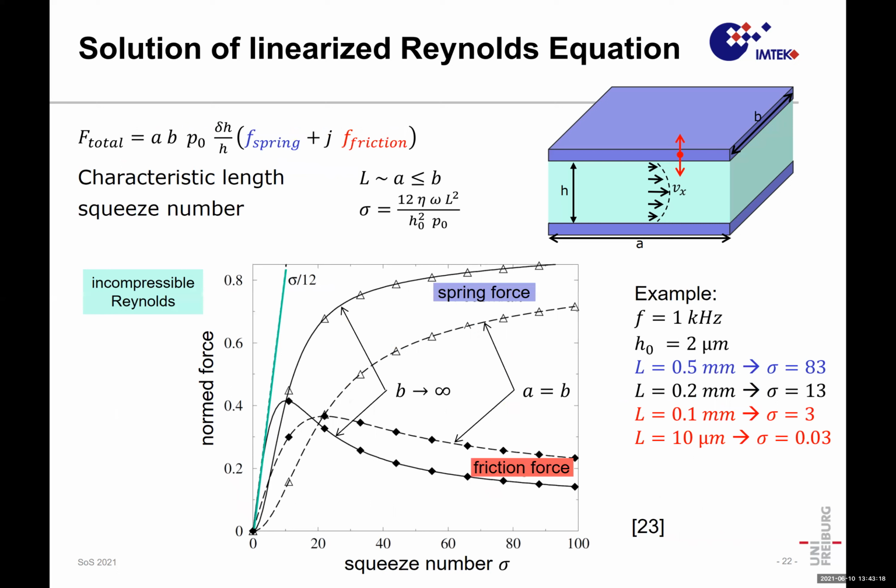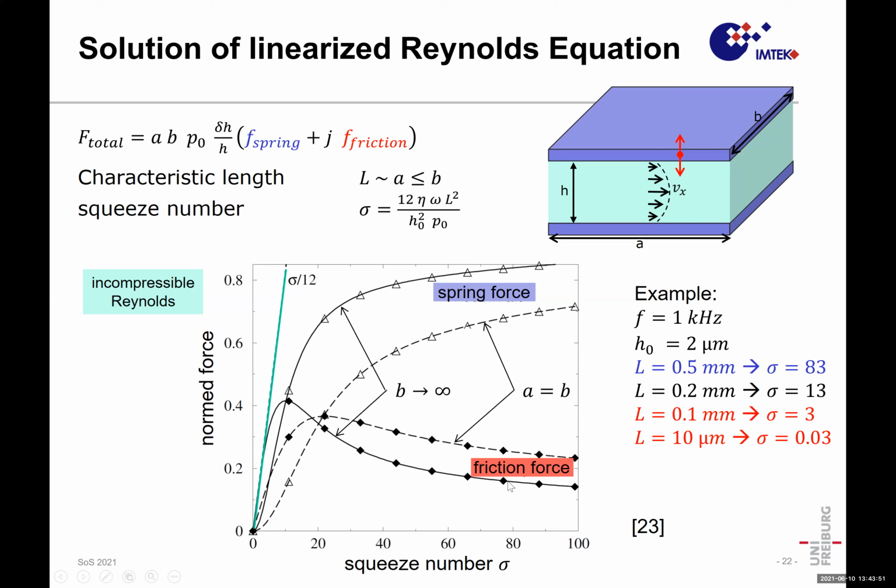And there are, of course, for this situation also some models or some solutions over the squeeze number. So if squeeze number is a parameter, we can see the spring force and the friction forces, how they develop. As said, the higher the squeeze number, the stronger the spring effect is, and the friction is initially predominant, but later is getting lower in relation to the spring force.